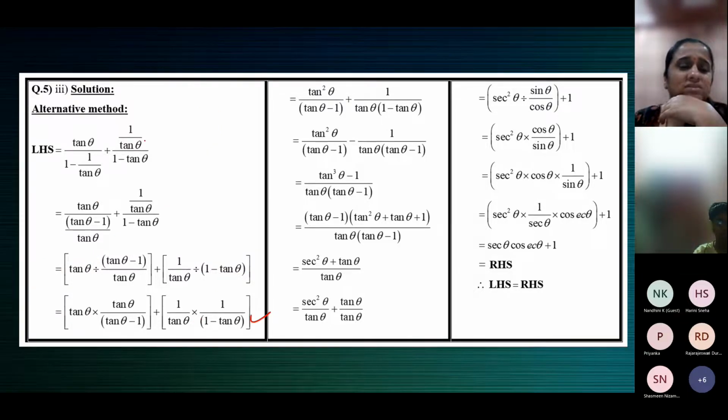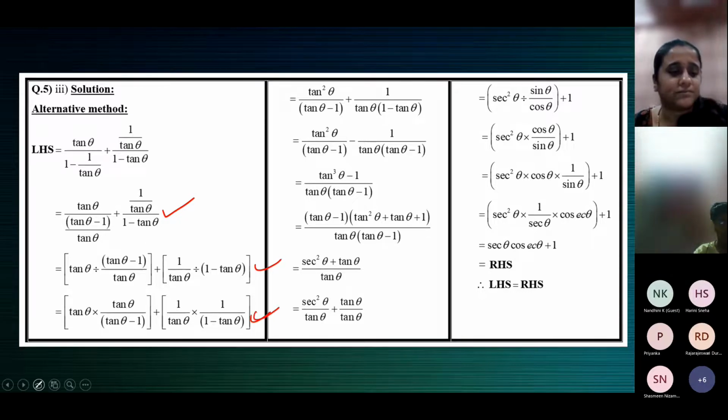So see, we just changed all the cot theta to tan theta. That's all we did. Nothing else. That's the rule. If we have only tan and cot, here we have changed all the cot to tan. That's the rule, we applied the rule. That's all. That took us to the next step like this, and from there we came here. Nothing else we used.